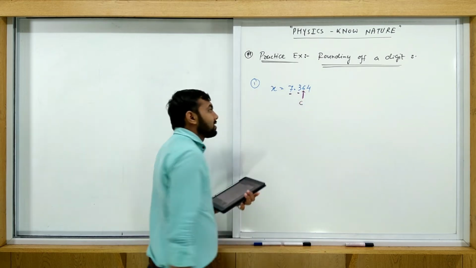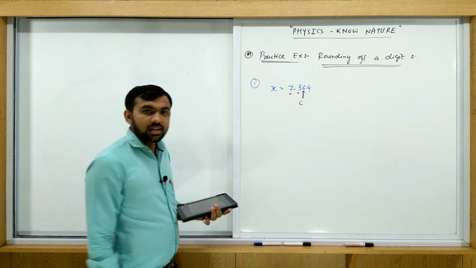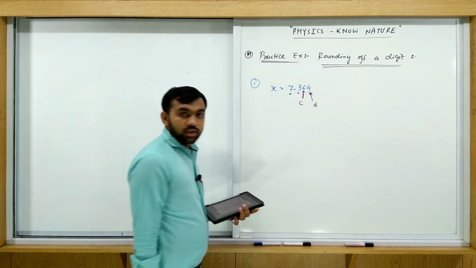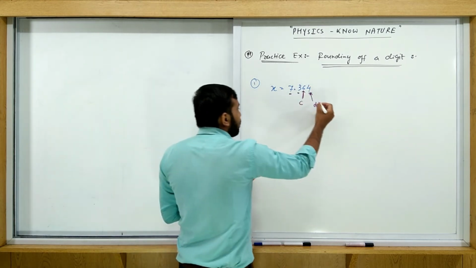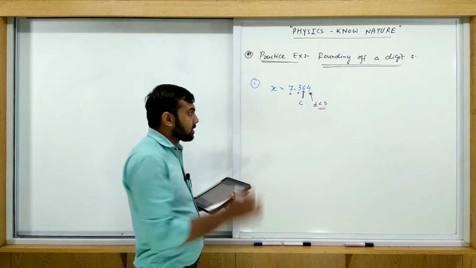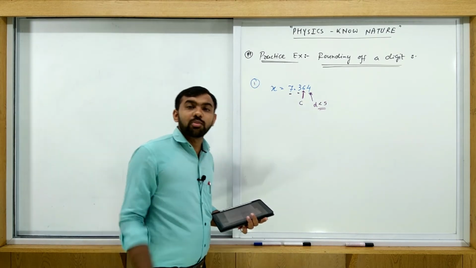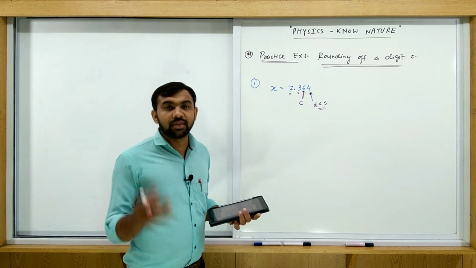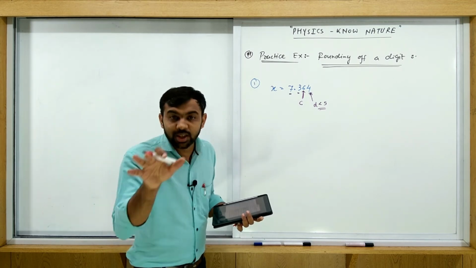So this 6 is C, and this last one is D. Use this rule: D is less than 5, because 4 is less than 5. Then we use rule number 1. If D is less than 5, then C is as it is. There is no change.